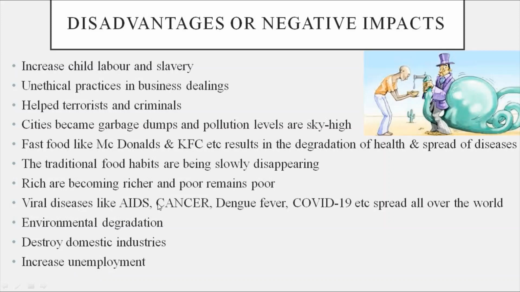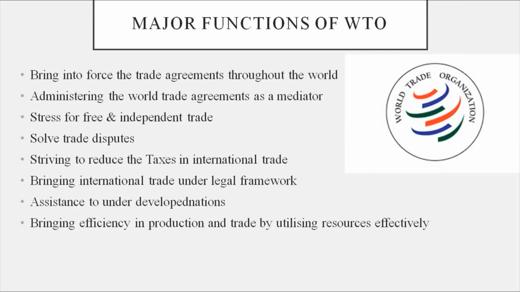Okay, and increased unemployment. How? Employment opportunity we told. There it's okay. Those who are depending on domestic industries, they lose their job. There unemployment increases in the rural area, etc. Yes. So these are the disadvantages of this globalization.